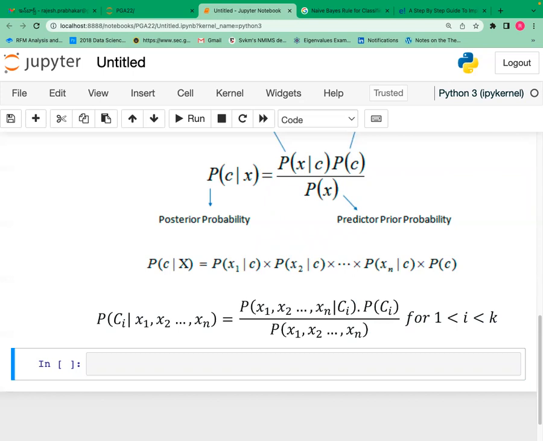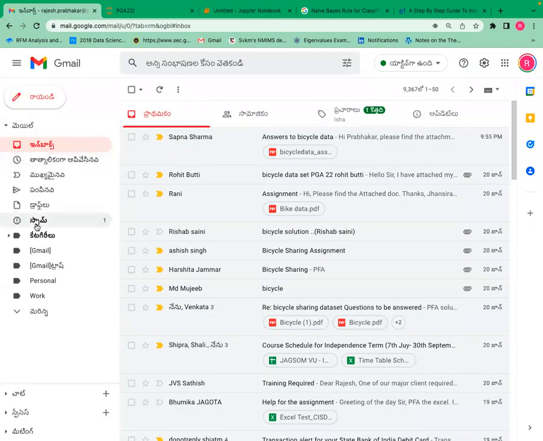Okay. So this is a pure, what we call as classification algorithm.